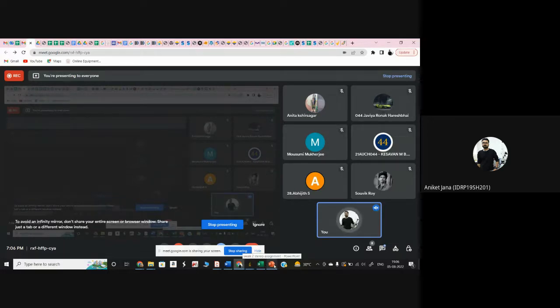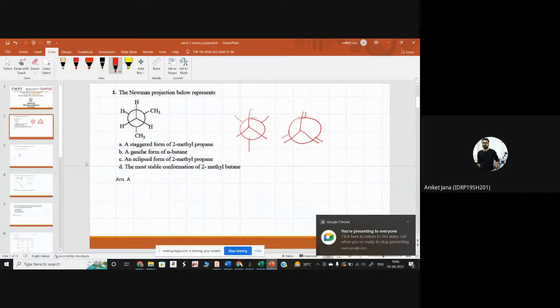Instead of writing in the chat box, you can also respond, which will be better. Otherwise, every time I have to open the chat box to see. If possible, you can respond in the meeting. Okay, coming to the next question.